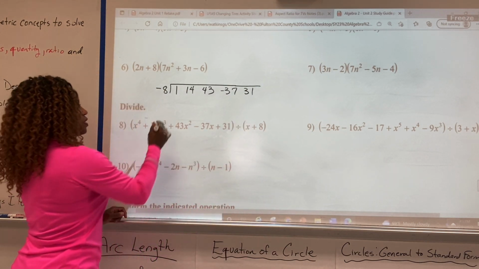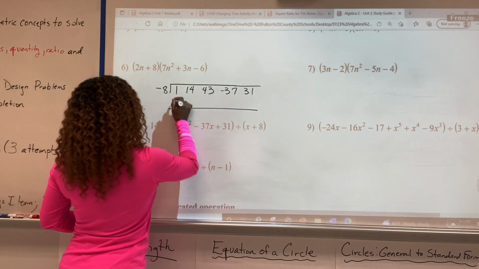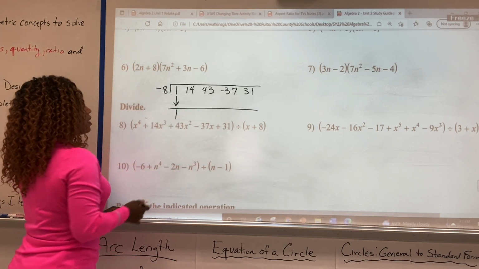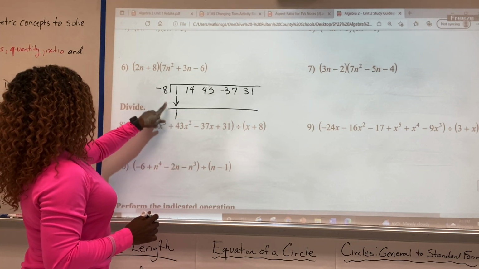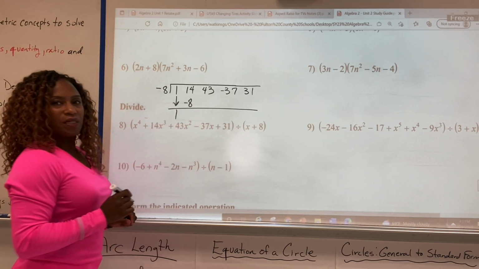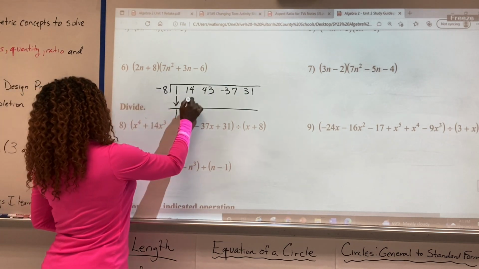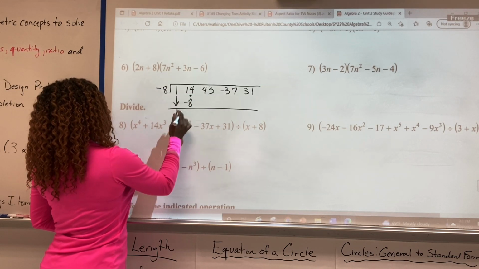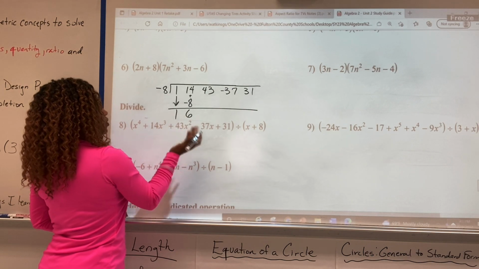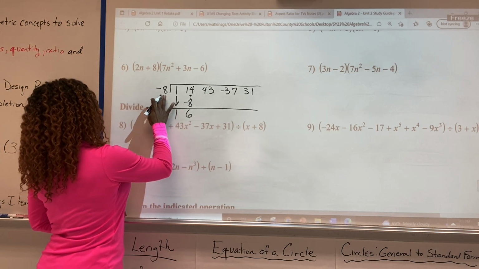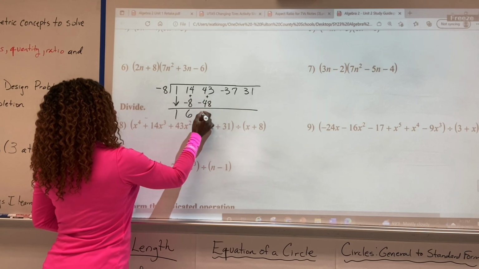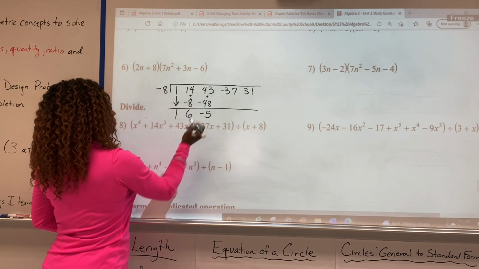First step, as you may remember, is to drop that first coefficient straight down, the 1. From there, I multiply 1 times negative 8, which is negative 8, and put it right next door. Then I combine these two by adding: 14 and negative 8 gives me 6. I repeat the process. Now 6 times negative 8 is negative 48. I combine these, and I end up with negative 5.